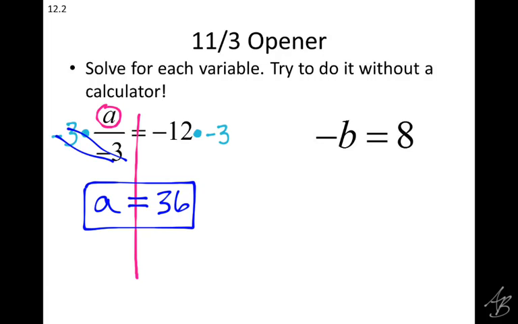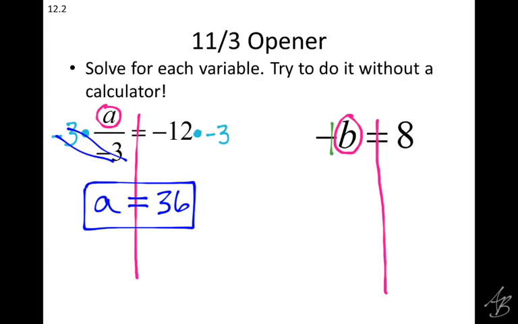All right, second one, we want to get that b by itself. It's almost by itself already. There's only one thing over there that we have to deal with, and that's the negative sign. We talked about this already, but if there is no coefficient, then what can we put there? We can put a 1. So I'm going to put a 1 in front of the b. So we get negative 1b, which is the same thing as negative 1 times b, right? So we have negative 1 times b equals 8.